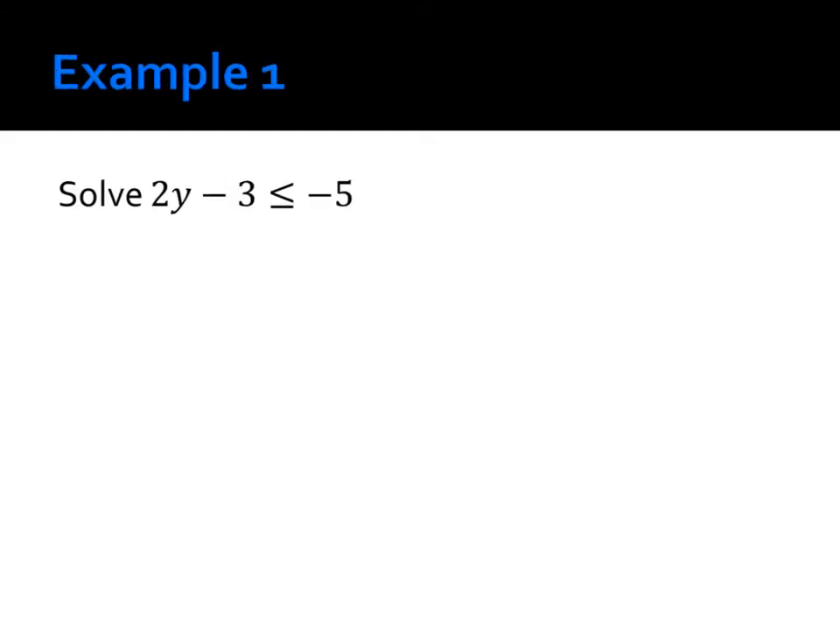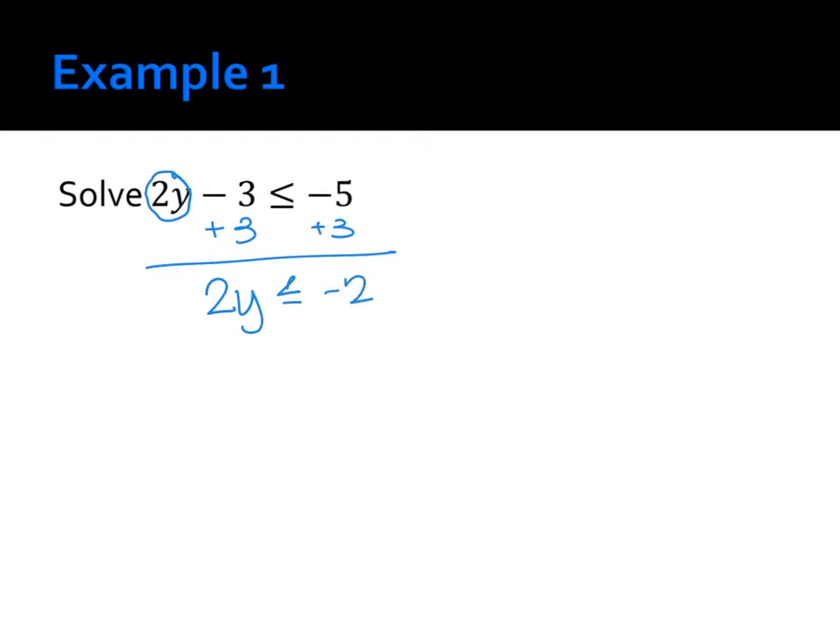Example 1 says to solve 2y minus 3 is less than or equal to negative 5. Well, if you recall, we have to undo anything that's attached to the variable first. So right now, I need to get the 2y piece by itself. To do that, I need to undo my subtraction of 3 by adding 3 to both sides. That's going to leave me with 2y is less than or equal to negative 2.